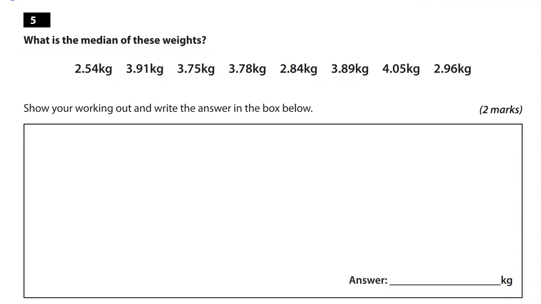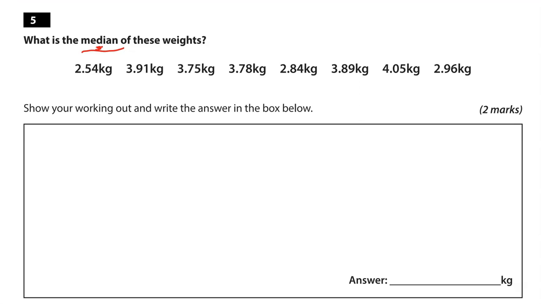What is the median of these weights? 2.54 kilograms, 3.91 kilograms, 3.75 kilograms, 3.78 kilograms, 2.84, 3.89, 4.05, 2.96 kilograms. Show your working out and write the answer in the box below. So the median is putting the numbers in order and finding the middle value. We're going to put them in order from the smallest to the largest.